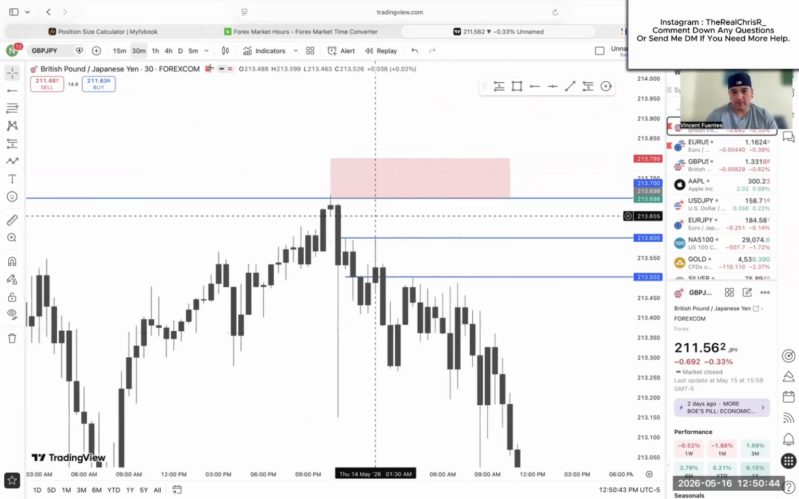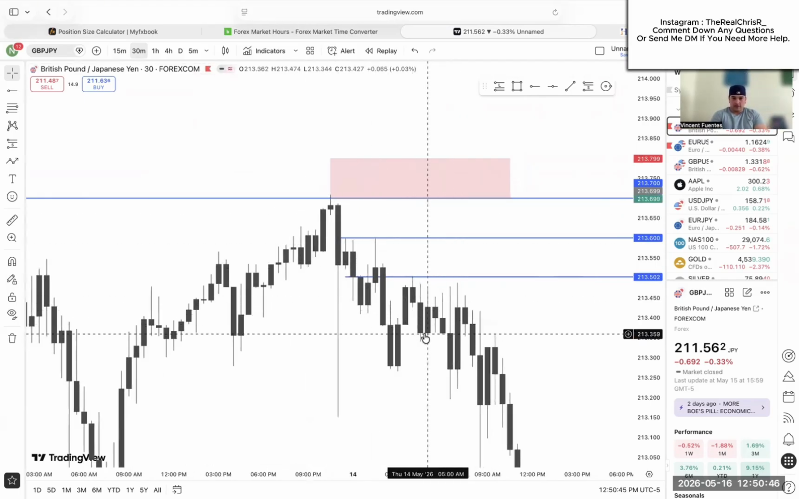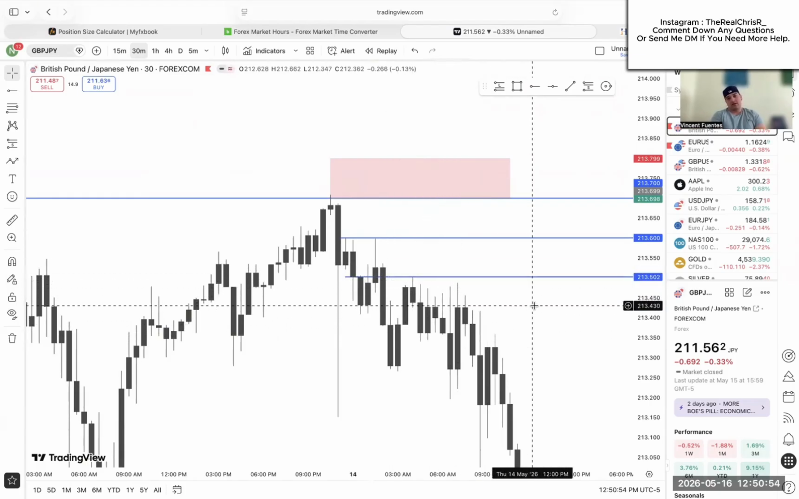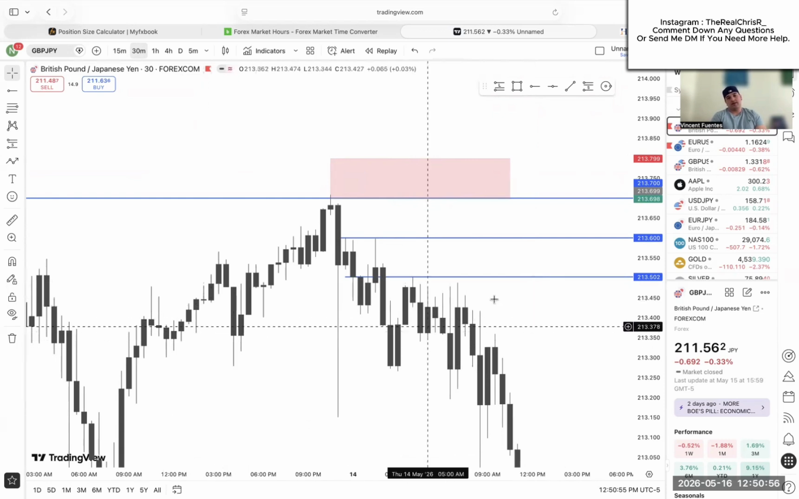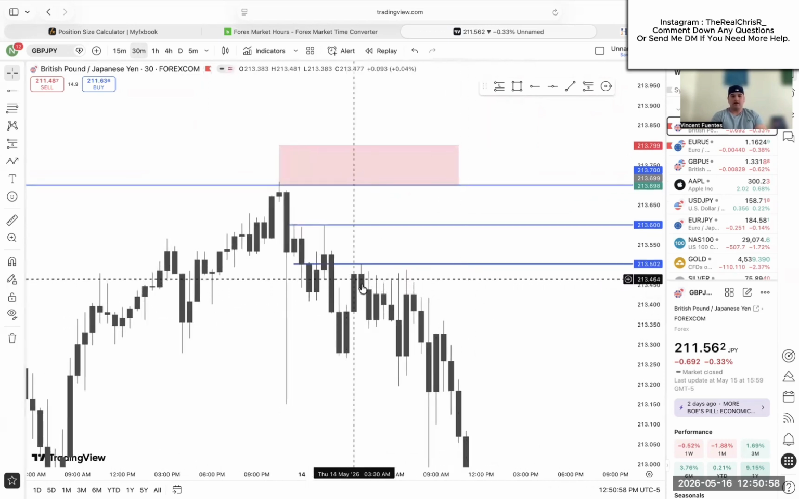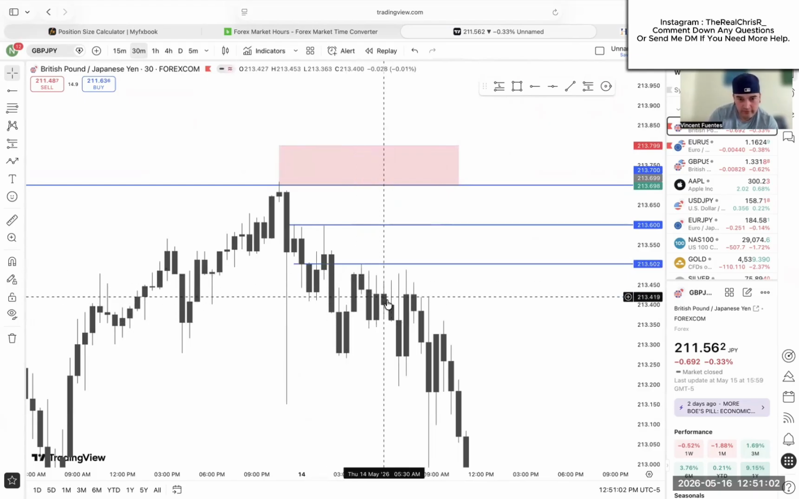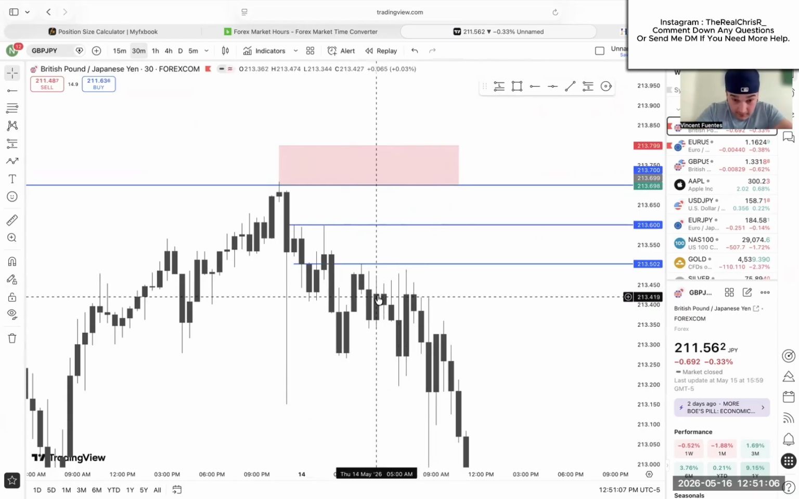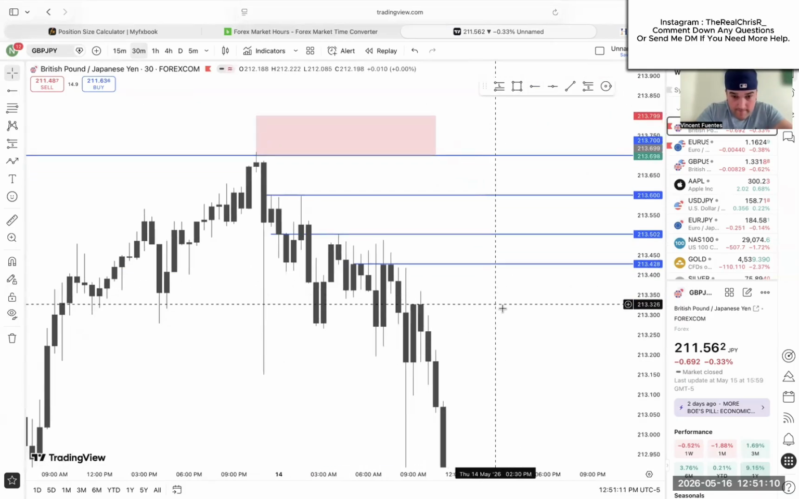But it never broke structure. So it never closed back above here, showing that it's transitioning back into bias. Right. So boom, price came right here, never failed to go above this one, and it closed back down here. This one came all the way back up, but it never broke this structure right here. So indicating we're still in sales.